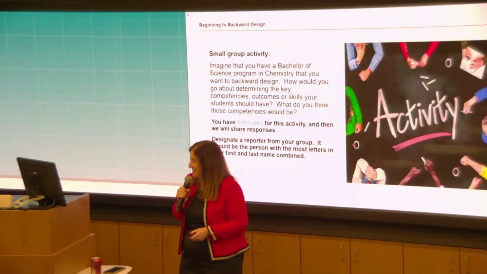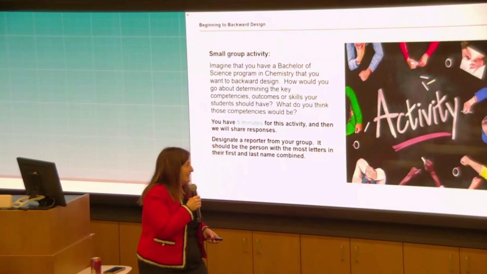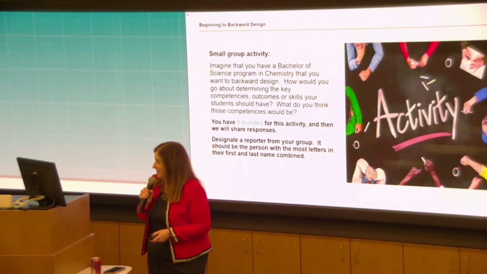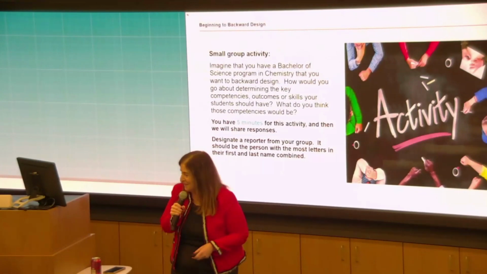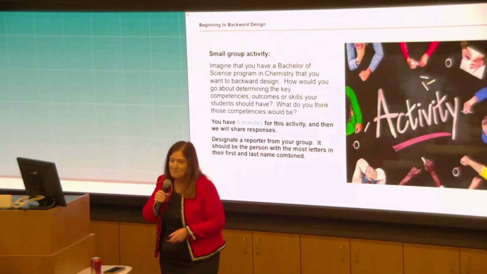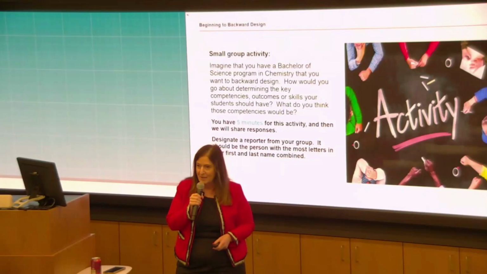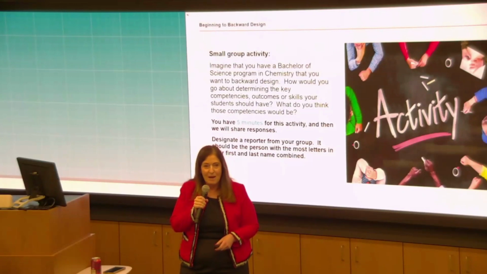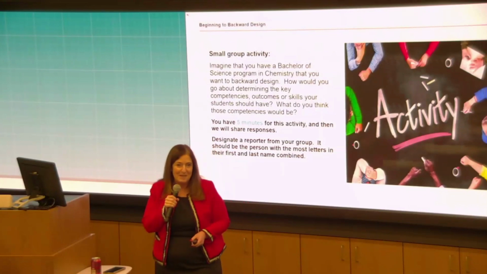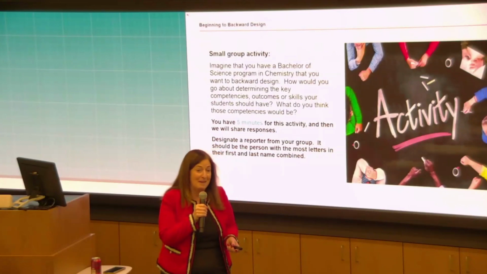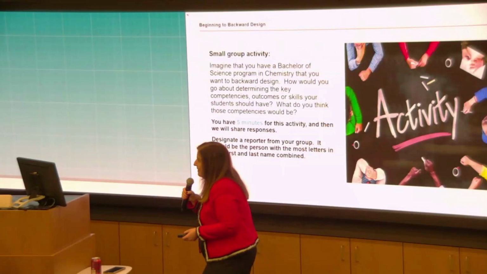And so now we have another small group activity. And this is the hypothetical program we're going to work with the rest of the session. We're going to think about a Bachelor of Science in Chemistry. And I picked this because I know absolutely nothing about chemistry. So I'm going to show you what ChatGPT can do, and you'll know that I didn't do any of this stuff because I don't know anything about chemistry.